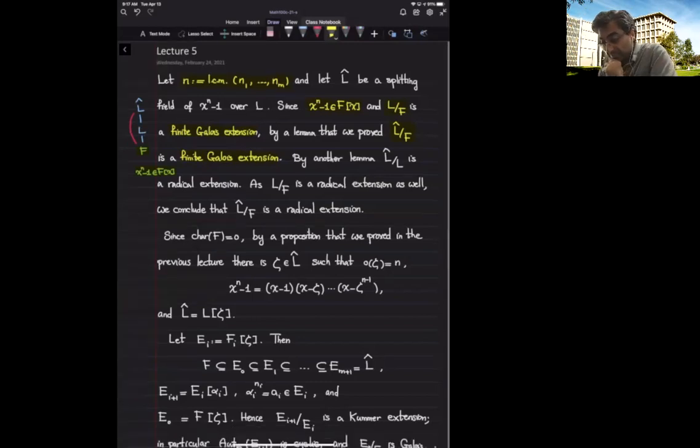is a finite Galois extension, but at the same time, notice that it's a splitting field of x to the n minus 1 over L. Therefore, L hat over L is a radical extension. L over F is a radical extension. Again, I can put these blocks on top of each other, and I can deduce that L hat over F is a radical extension.